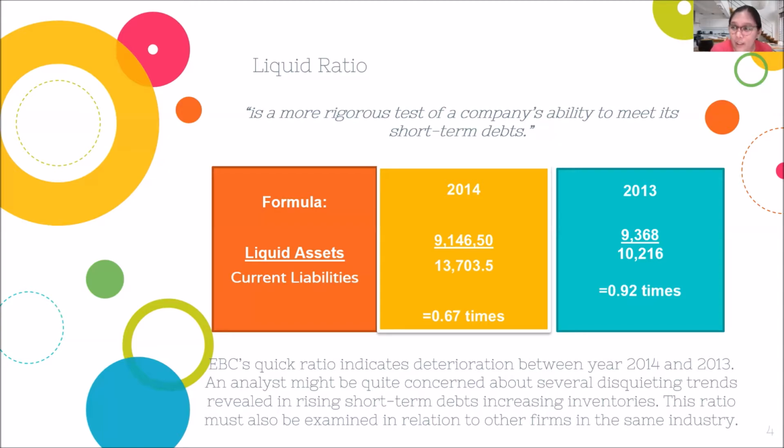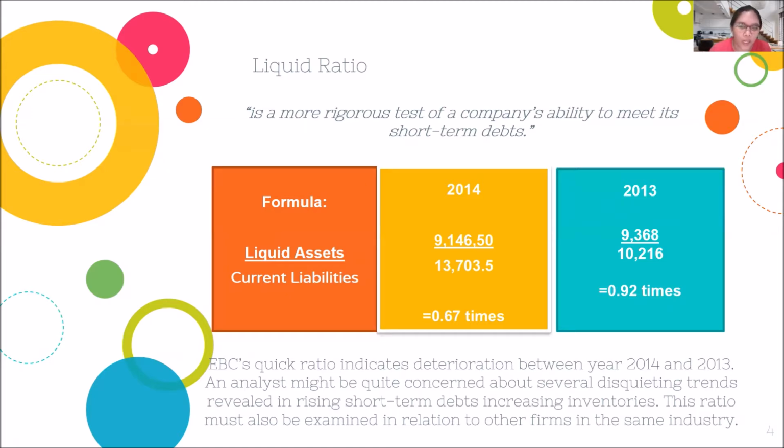Anong klaseng inventory ba, no? Meron din tayo. Anong klaseng marketable security or what type of company are we? But as you can see, bumaba din yung ability natin to pay. Yung ability natin to pay.